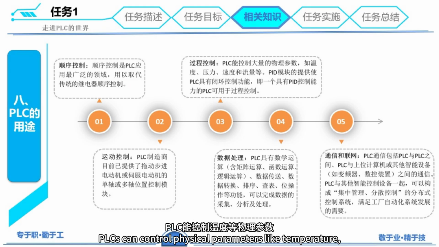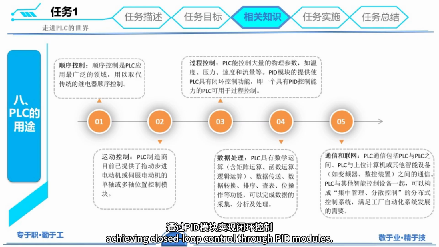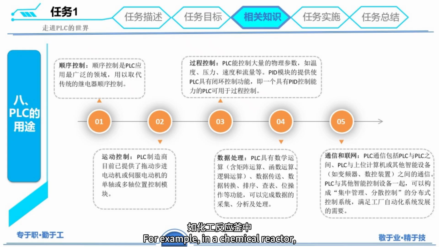Second, process control. PLCs can control physical parameters like temperature, achieving closed-loop control through PID modules. For example, in a chemical reactor, the PLC collects temperature signals, adjusts heating power, and stabilizes the reaction temperature.